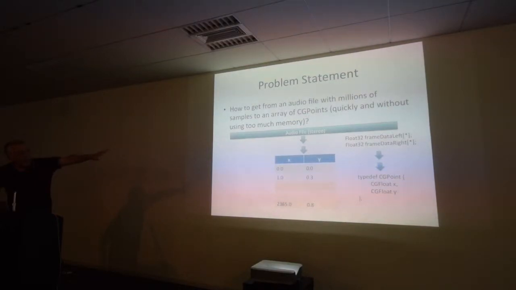And the audio file itself is a double array, stereo, of float 32s, single precision floats. One big array representing the right-hand channel, and another big array representing the left-hand channel. So what we've got to do is get from there, a double array of float 32s, to an array of CG points at some resolution lower than the original file. We want to actually condense down.